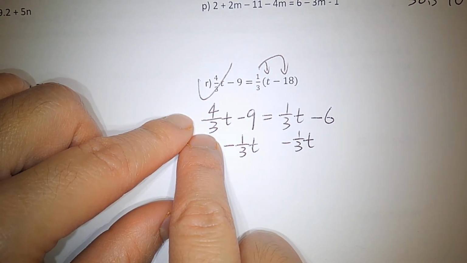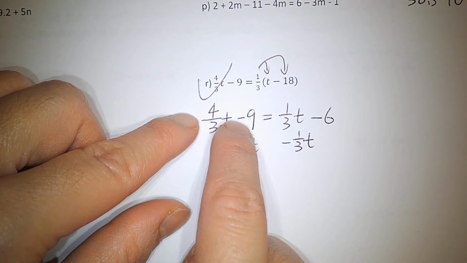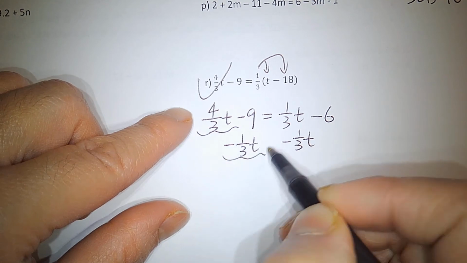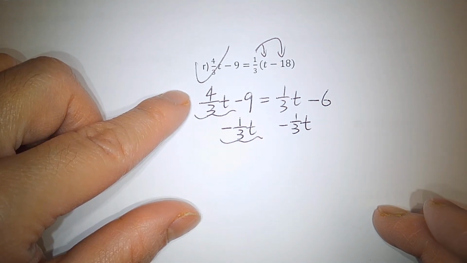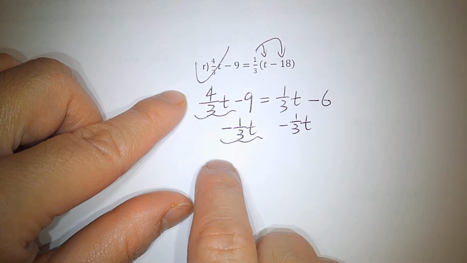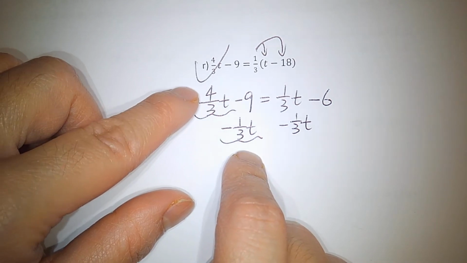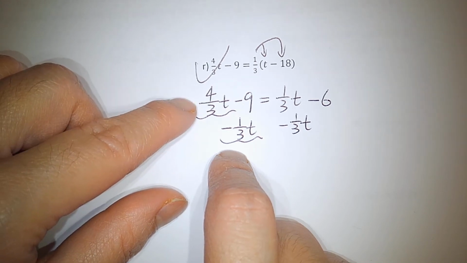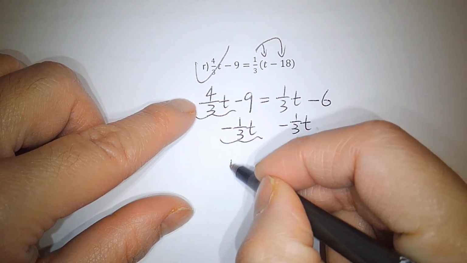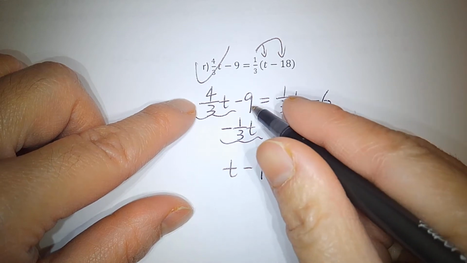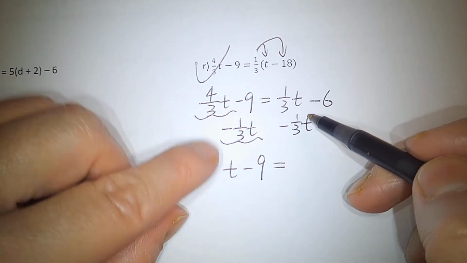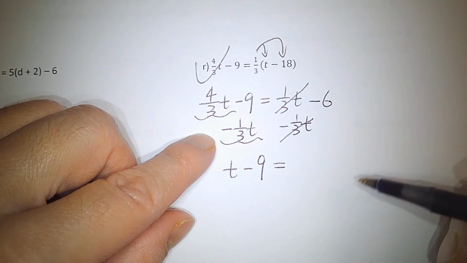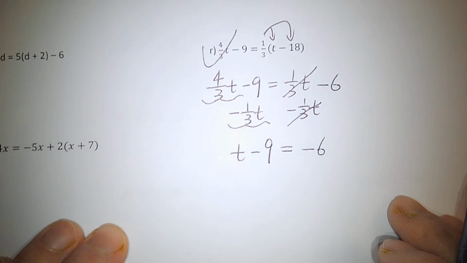So on the left-hand side, we have 4/3 t minus 9 minus 1/3 t. Any like terms? Yes. What's 4/3 t minus 1/3 t? 4/3 minus 1/3 gives us 3/3, which is 1. 1 times t, which is t. Minus 9, still copy the negative 9, equals the right side. 1/3 t minus 1/3 t is gone, right? Negative 6.